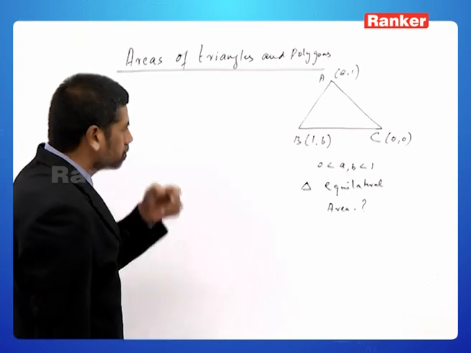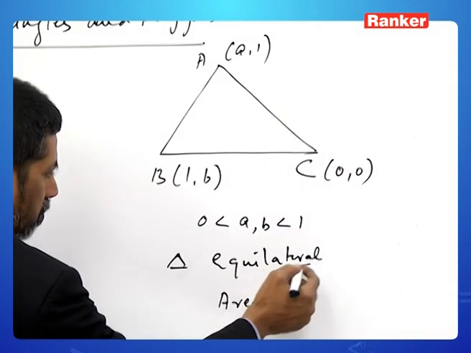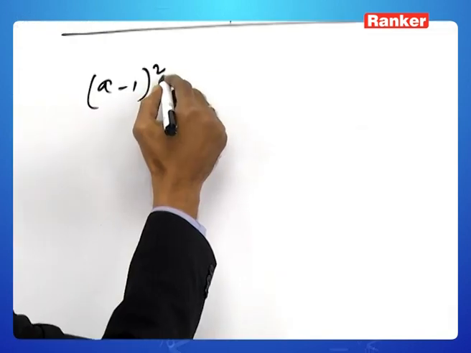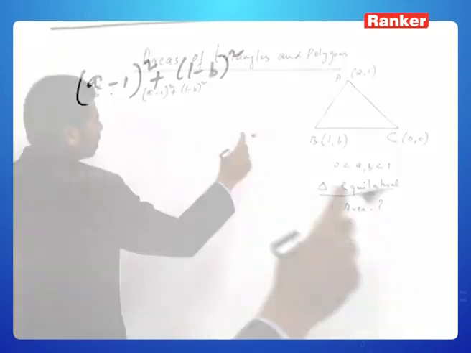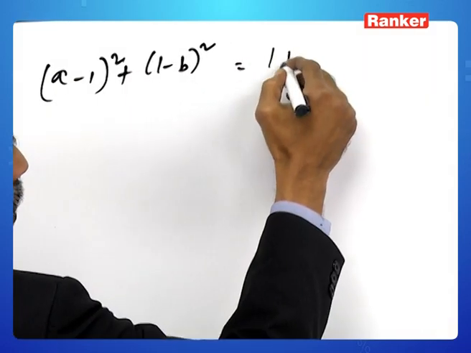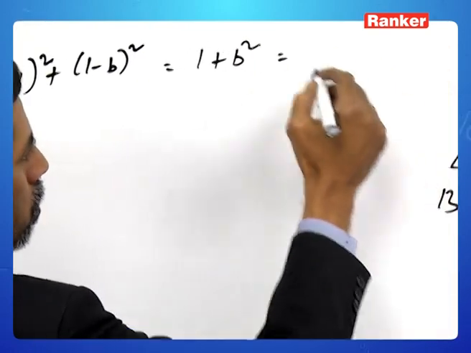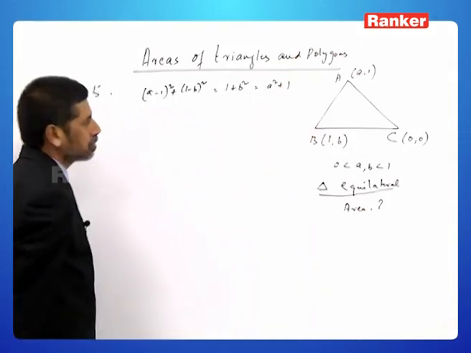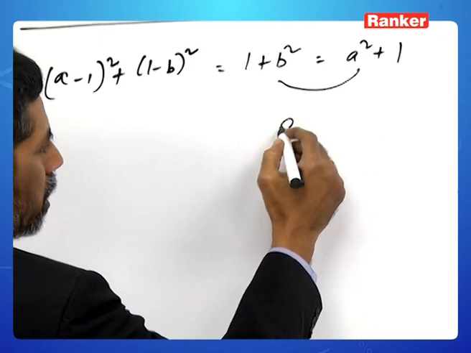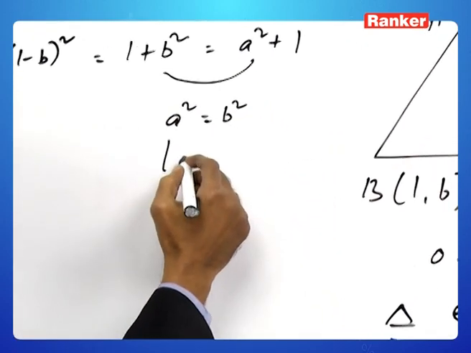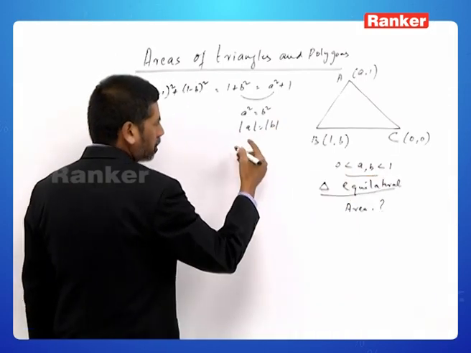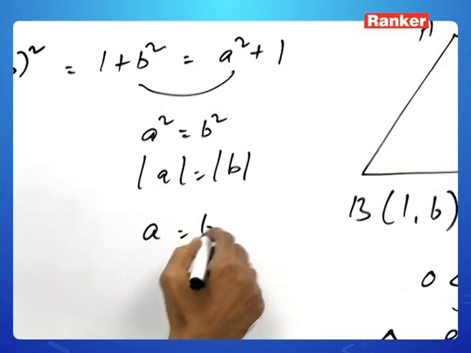So first, because the triangle is equilateral, the distances will be equal. So a minus 1 whole squared plus 1 minus b whole squared, that is square of this distance, is equal to 1 plus b squared is equal to a square plus 1. This is when you equate the squares of the distances. If you take these two first, you will get a square is equal to b squared, mod a is equal to mod b, and because he has said both a and b lie between 0 and 1, you don't have to take the negatives. So you get a very simple condition, a is equal to b.